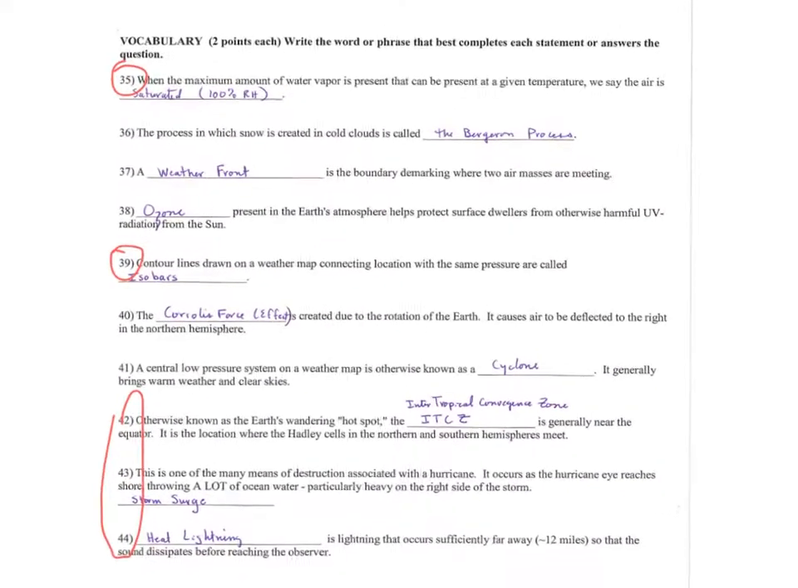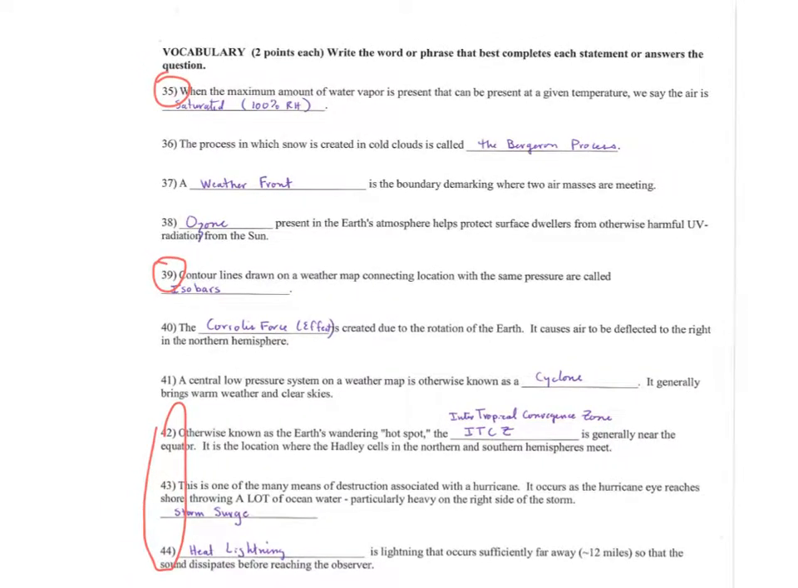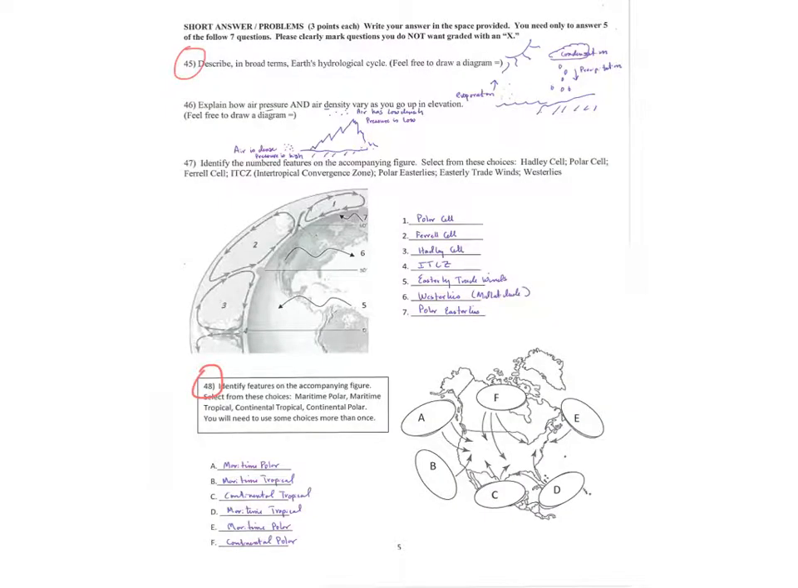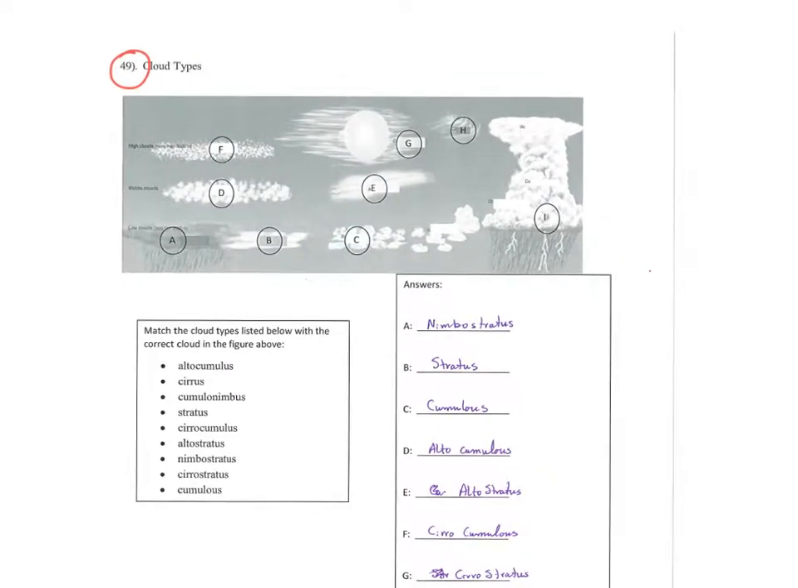All right. On to vocabulary. Here are the 5 I'm going to pick 3 from. So vocabulary questions 35, 39, 42, 43, or 44. And last but not least, we have the short answer. So here are 4 I'm going to pick 2 from. Questions 45, 48, question 49, and or question 50.